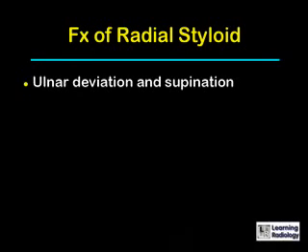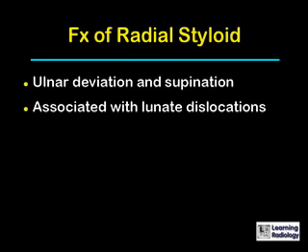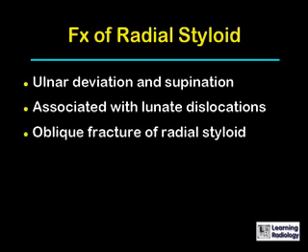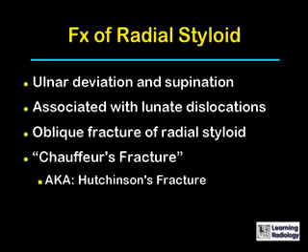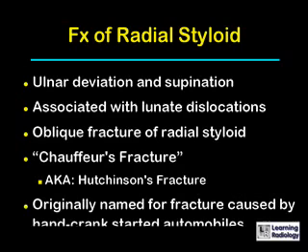A fracture of the radial styloid occurs because of ulnar deviation and supination. It's associated with lunate dislocations on occasion. It is an oblique fracture of the radial styloid, and it is called a chauffeur's fracture, also known as a Hutchinson's fracture.